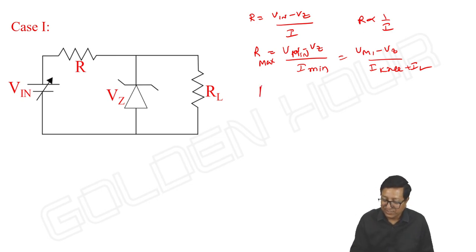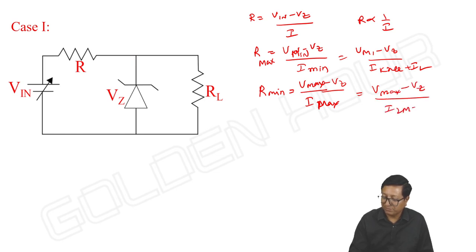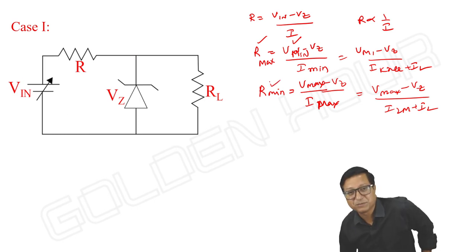Okay. Next, what about R minimum? R minimum comes from I maximum. I is maximum means input should be maximum, so Vmax minus Vz by Izm plus IL. That's it. Those are the statements. That's how from V minimum I can find R maximum, and from V maximum we can write R minimum. Please do observe this.